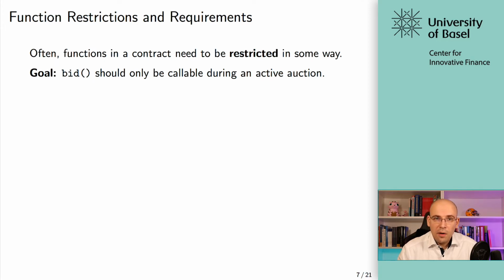So in many cases, functions in the contract must be restricted. And I already told you that you could create your own custom modifiers for that. In many cases, however, people will not do that because they think it's much easier readable if they explicitly code it every single time it's used. But one candidate for such a function where we need some restrictions certainly is the bid function. In particular, bid should only be callable during an active auction. Once the auction has ended, no one should be able to use the bid function anymore.